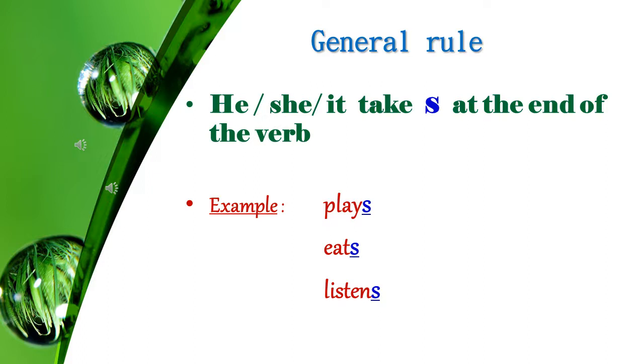Another verb, listen. So I listen, you listen, he listens. So we add s. She listens, it listens. We add s. We listen, you listen, they listen. So this is the rule. We add s at the end of the verb. But again, we will see some exceptions to this rule, which are very easy.